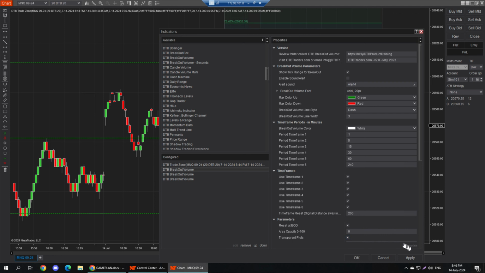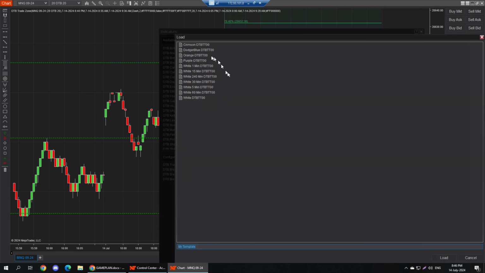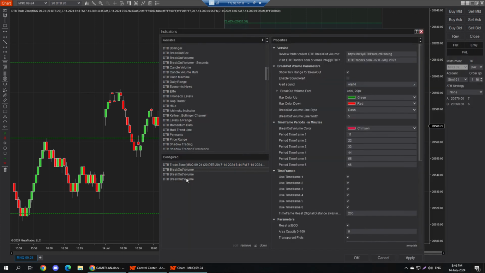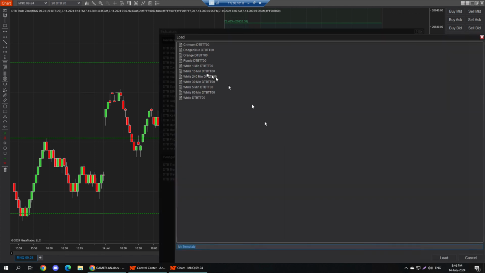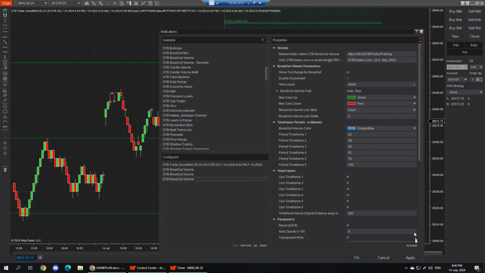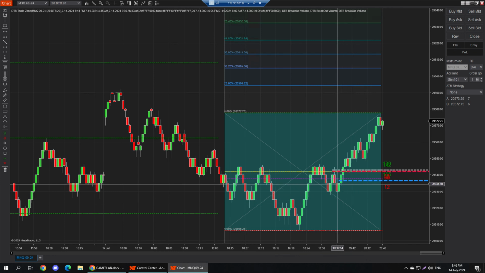And then you go template, load, because we've got all the templates in here, right? So I'm going to go crimson. And I'm going to leave the white. I'm going to go template, load. Let's go for the orange. Oh, actually, Dodger blue. Let's go Dodger blue. Load. Apply. Okay, so there's our markers.